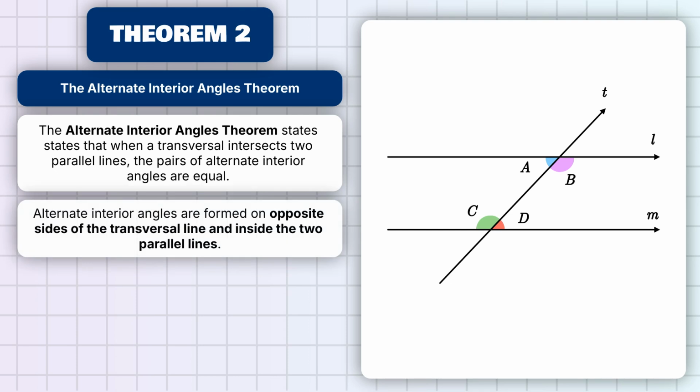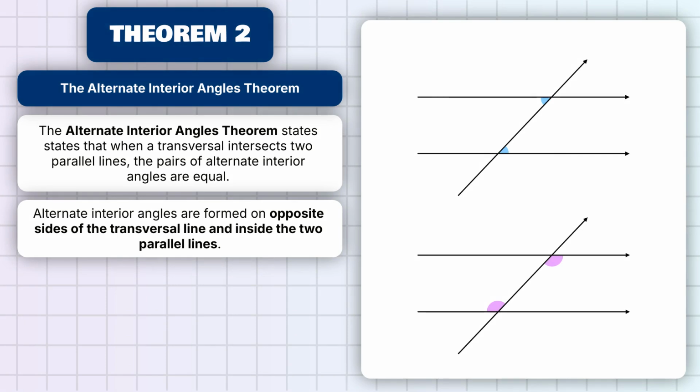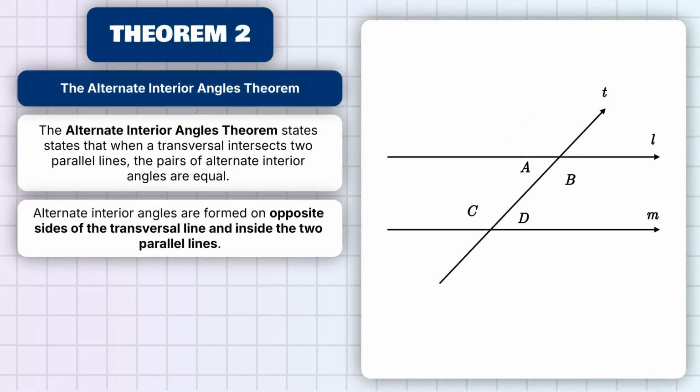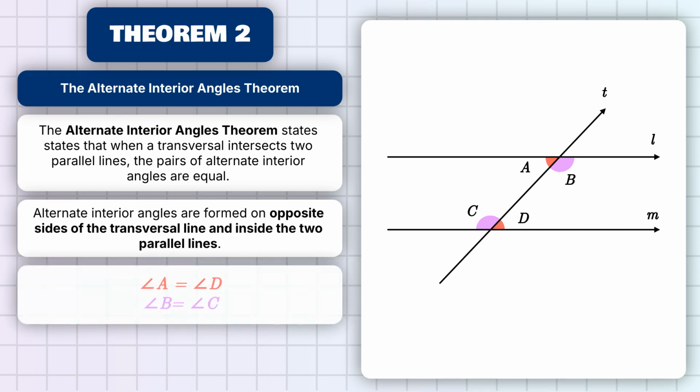Alternate interior angles are formed on opposite sides of the transversal line and inside the 2 parallel lines. They always form a Z shape, which can be back to front like this. With this in mind, we can see that angles A and D are alternate interior angles, and so are angles B and C. The alternate interior angle theorem tells us that these angle pairs are equal.